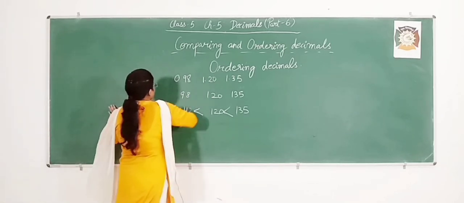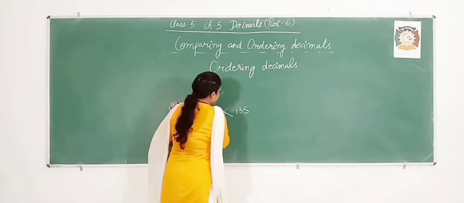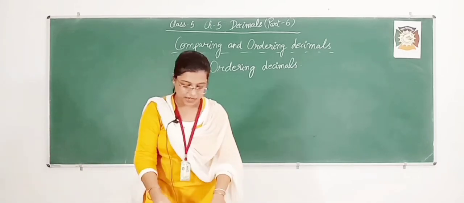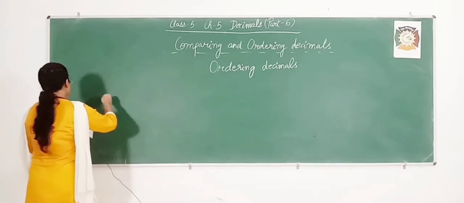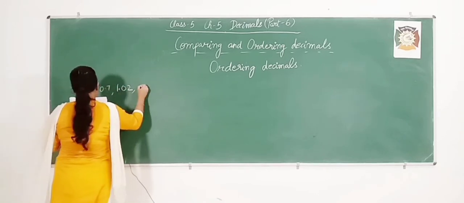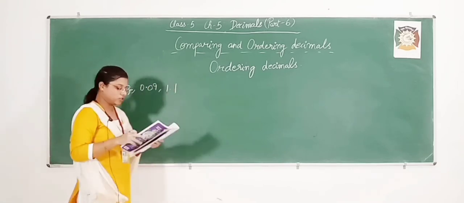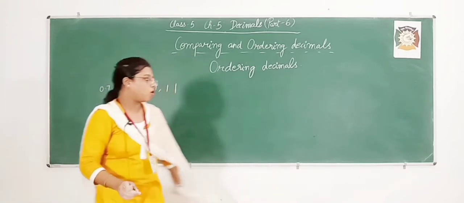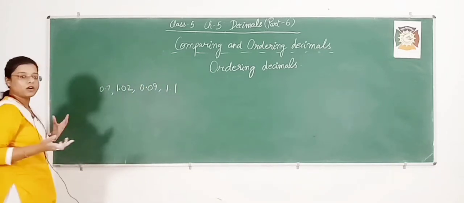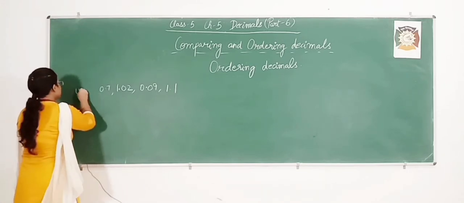In descending order, you arrange the numbers from greater value to smaller value. So you will apply the same concept of comparison and obtain the result. You have been given the numbers 0.7, 1.02, 0.09 and 1.1. You have to arrange these in descending order, right? First you will check whether they are like or unlike. The numbers that you are given are unlike to each other.